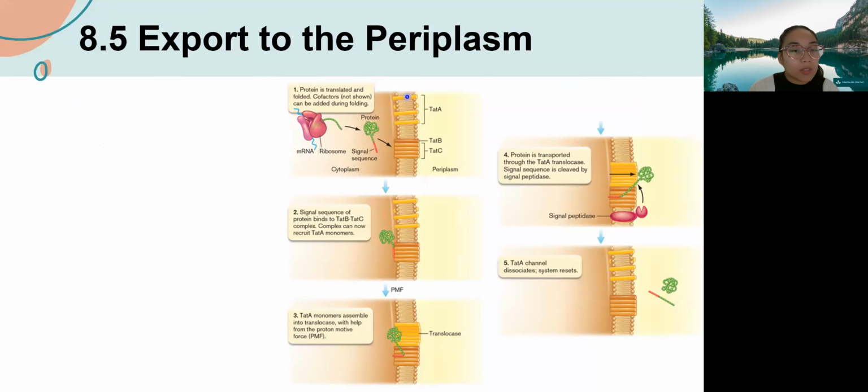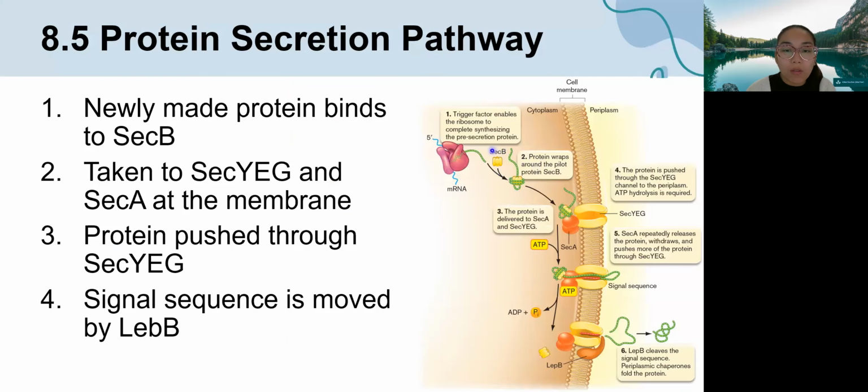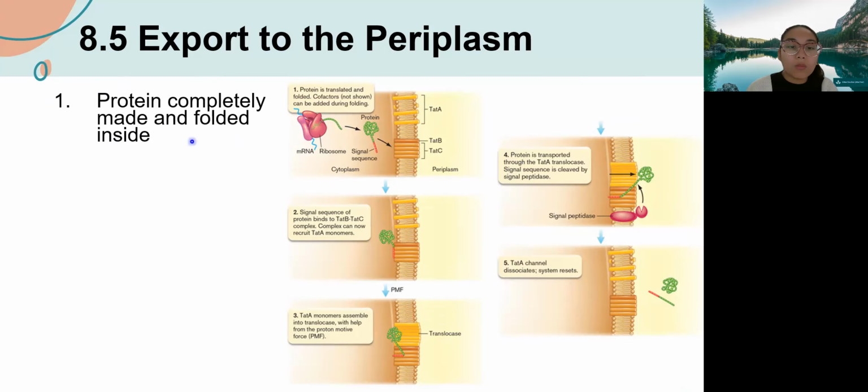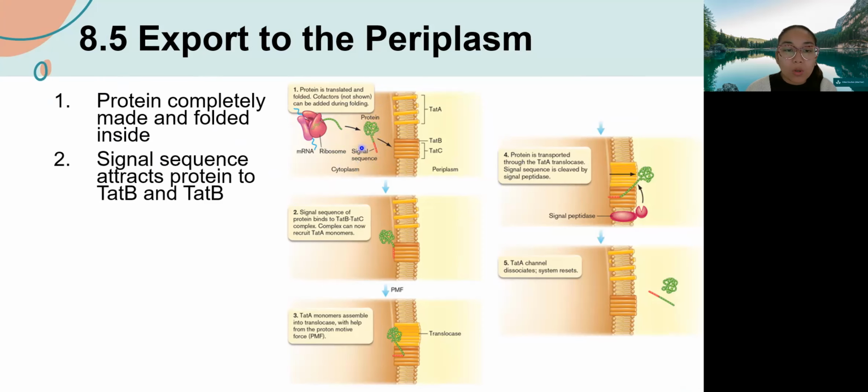Next, a different way to export proteins to the periplasm. So in this case, the protein is already fully folded. In the previous one, the protein was not fully folded, but here the protein is already pretty much folded. So a protein that is completely folded is inside. It has, again, this signal sequence. This signal sequence brings the protein to these two guys in the membrane called TatB and TatC. Okay, and then it's going to come and bind basically like this.